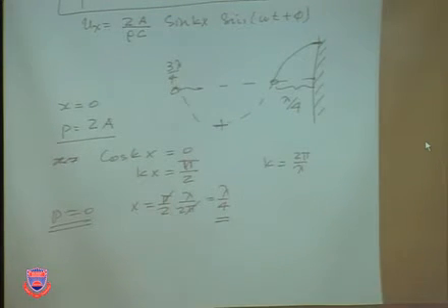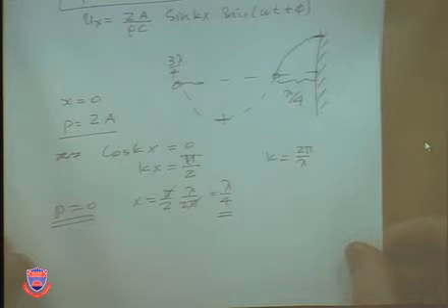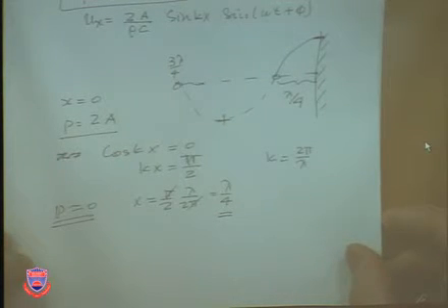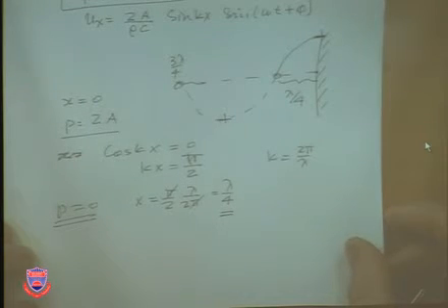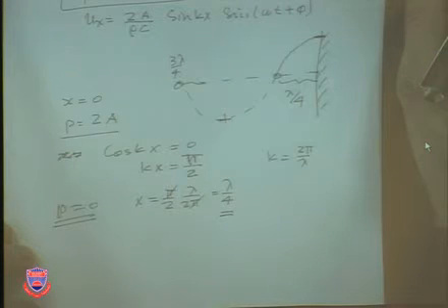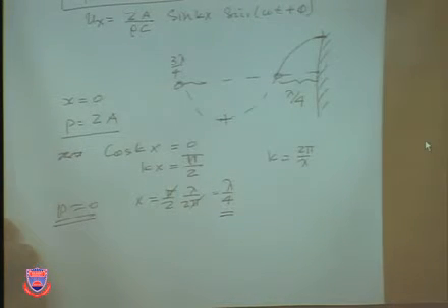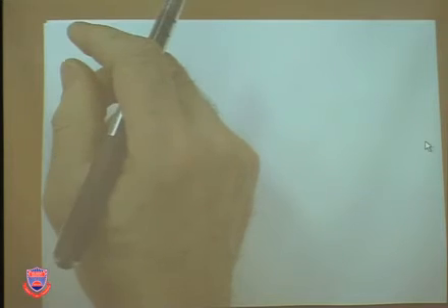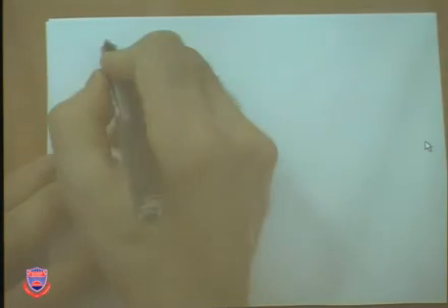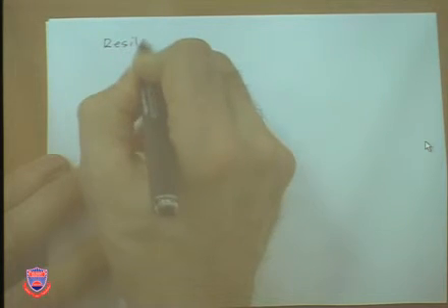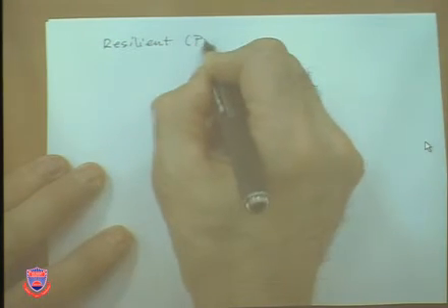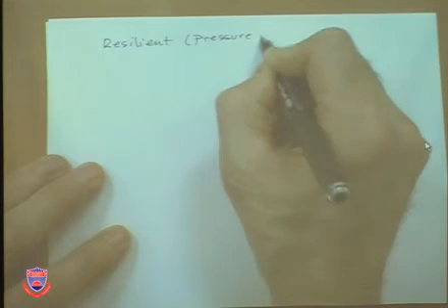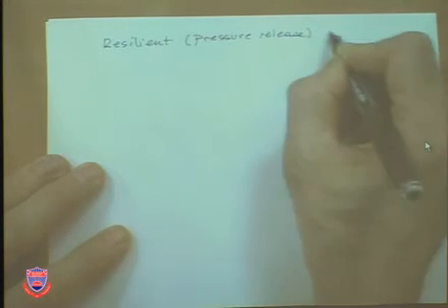Let me do a quick derivation for the pressure release or a resilient boundary. Okay. Now we did the rigid surface or rigid boundary. Now let's do a resilient, or in acoustics terminology, pressure release boundary.